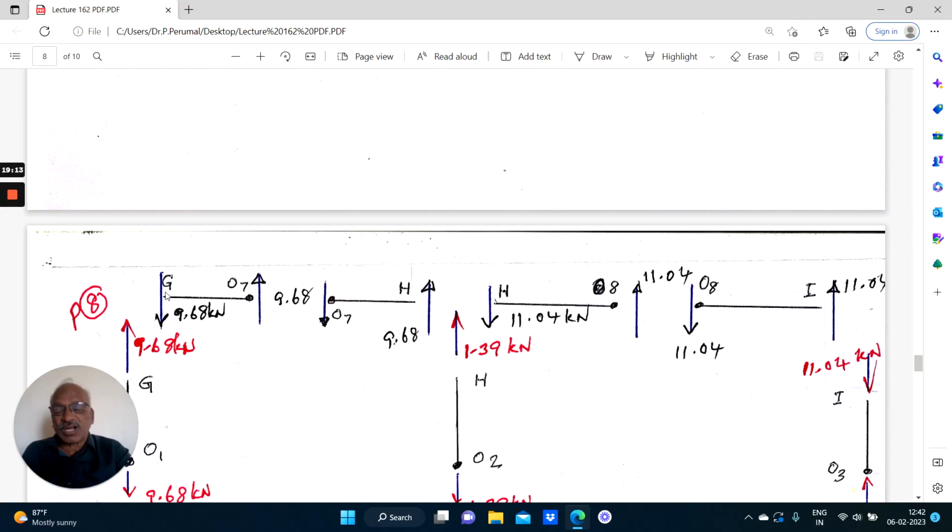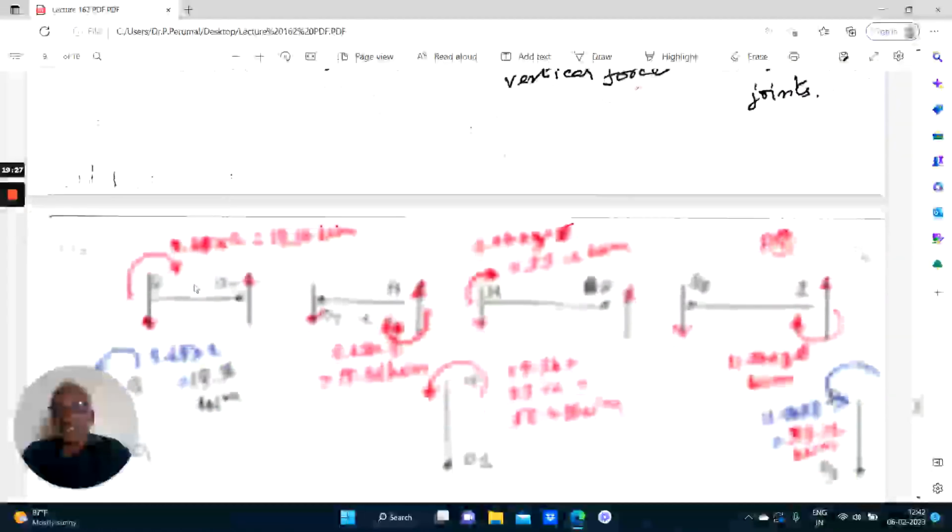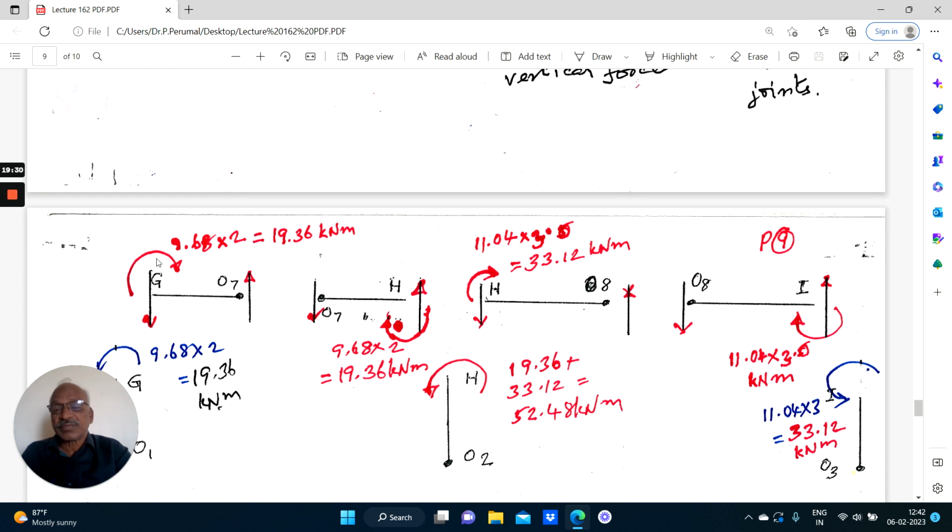So sigma M also will have to be 0. Therefore, this cannot take any moment. The hinge cannot take any moment. Therefore, at G, there should be a clockwise moment of 9.68 into 2. So the 9.68 into 2 is shown here.